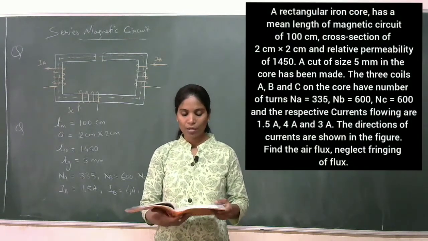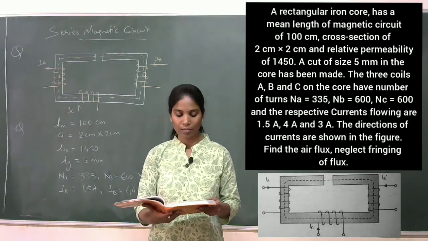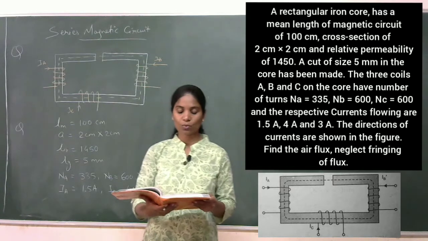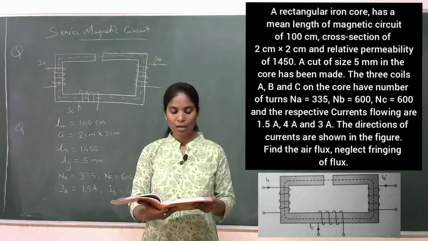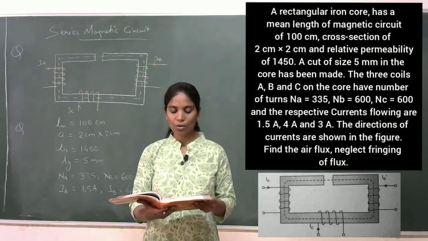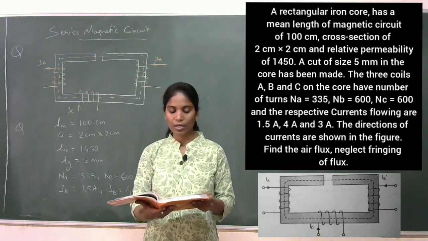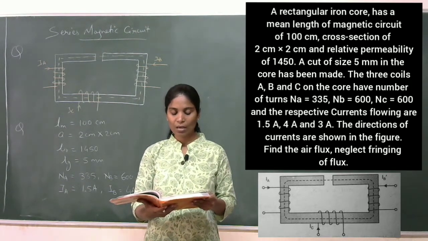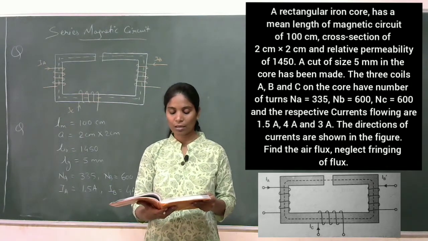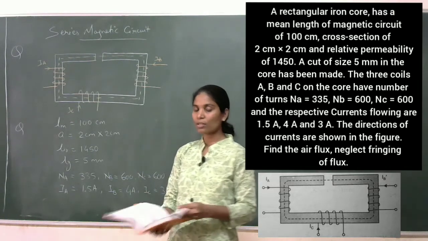See, a rectangular iron core shown in figure has a mean length of magnetic circuit of 100 cm, cross section of 2 cm by 2 cm, and relative permeability of 1450. A cutoff size 5 mm in the core has been made. The three coils A, B and C on the core have number of turns NA, NB and NC given, and the respective currents flowing are also given. The directions of current are shown in figure. Find the air gap flux neglecting fringing of flux. Okay, so this is the question.